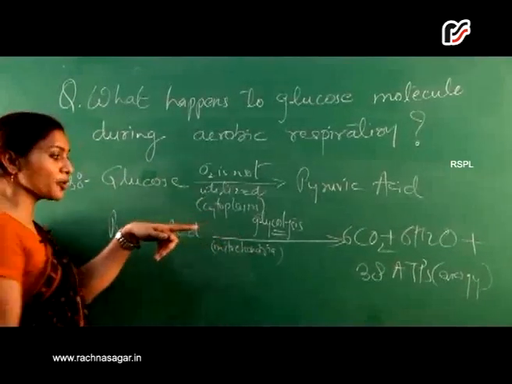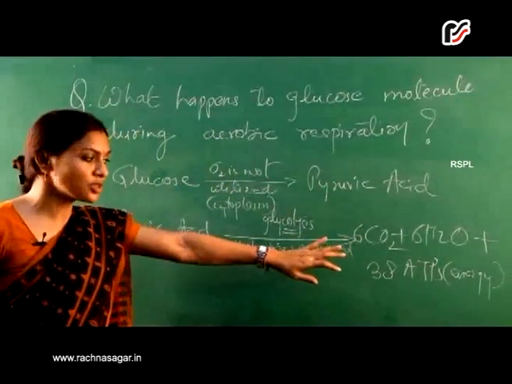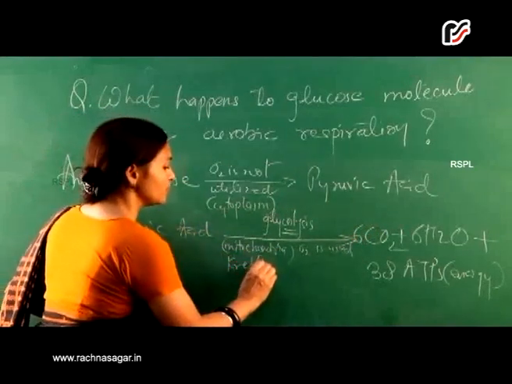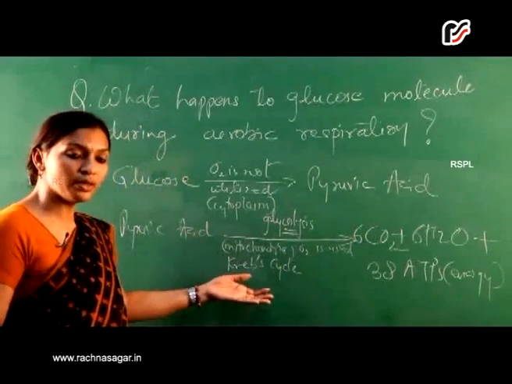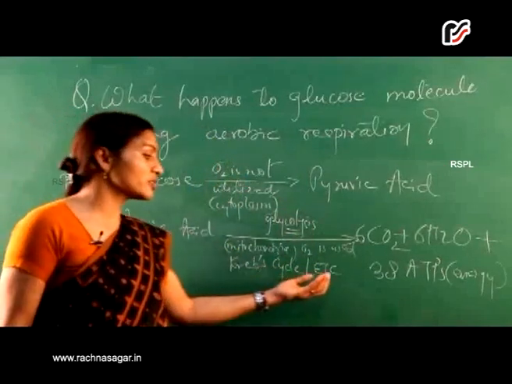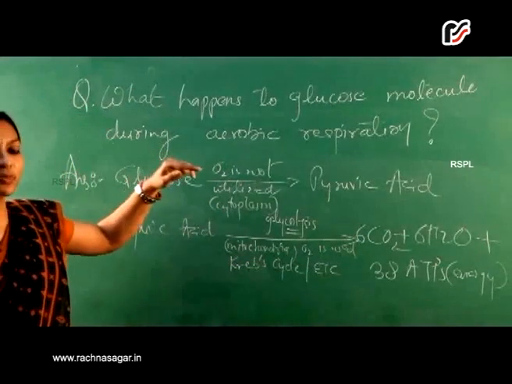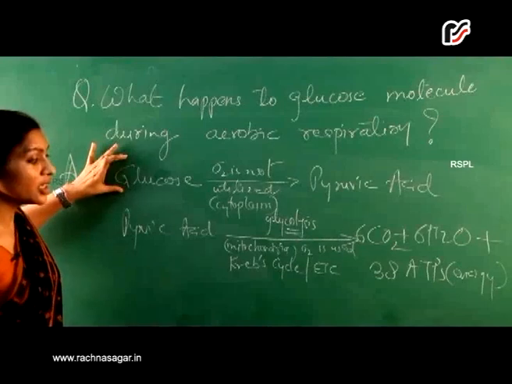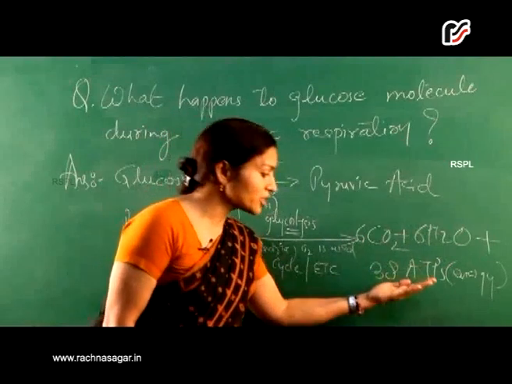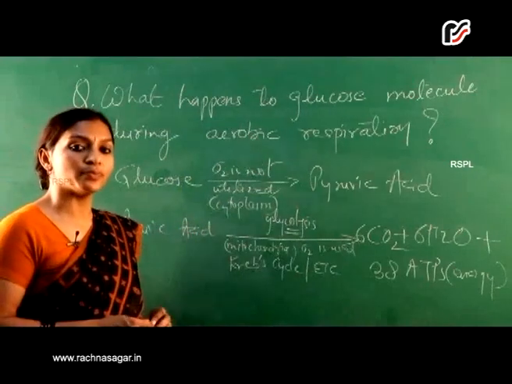Oxygen is utilized in this particular process. So we should mention oxygen is used. This overall process is known as the Krebs cycle, which completes after the ETC, electron transport chain, within the mitochondria. So during aerobic respiration, glucose converts into carbon dioxide, water and energy, which is 38 ATP molecules. So in this way we can remember this equation.